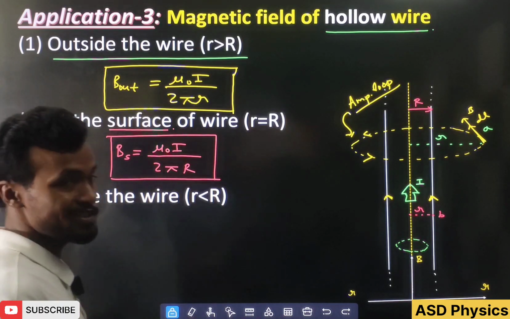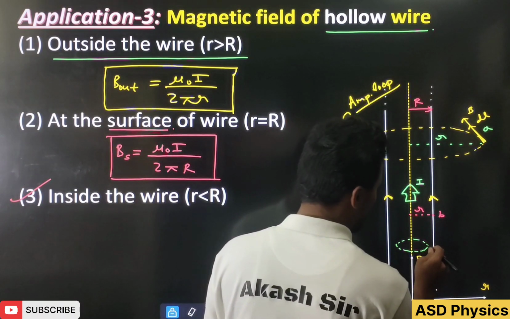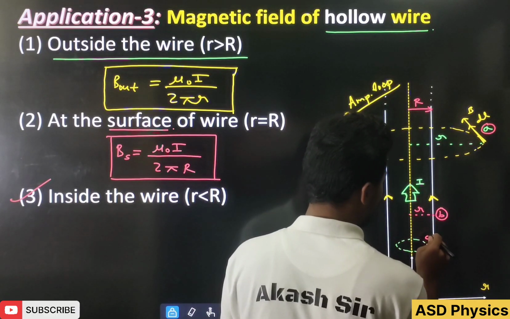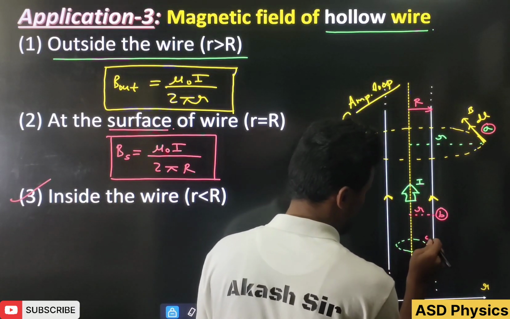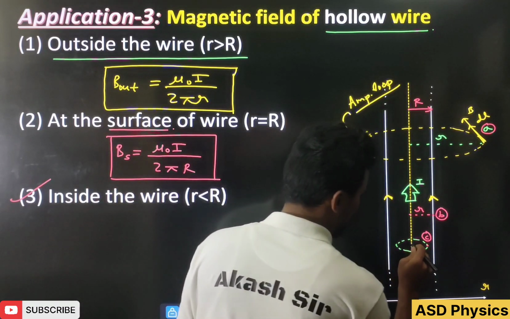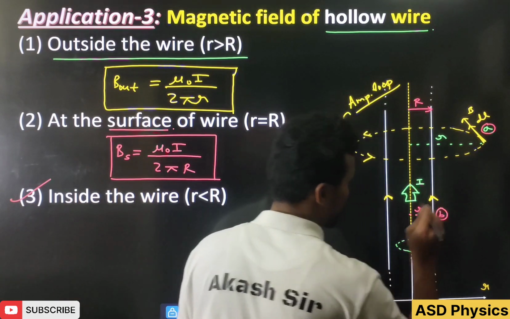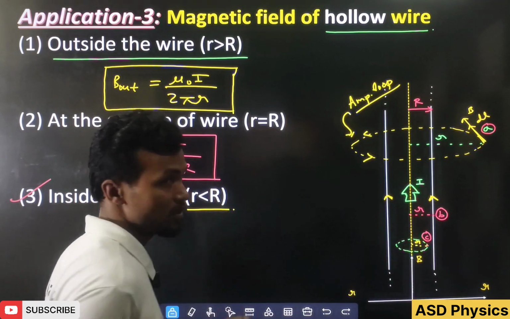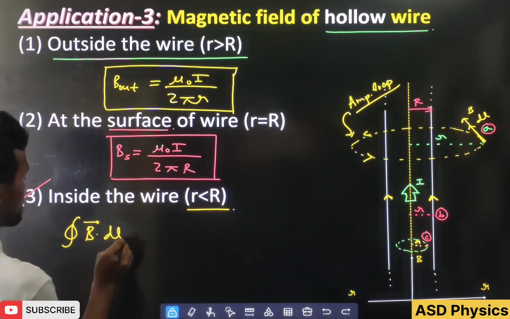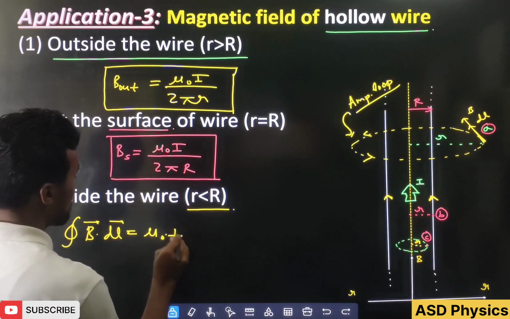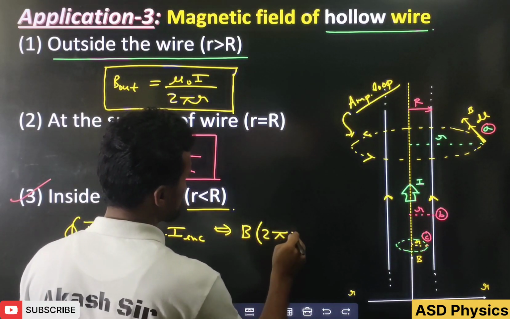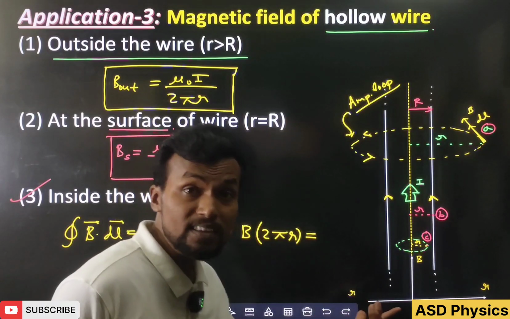Now inside the wire is very interesting. Why? Say my observation point C is here, inside. This distance is smaller, so r is less than R. For the magnetic field calculation, B.dl equals mu naught I enclosed. So B into 2 pi r equals, is any current enclosed?